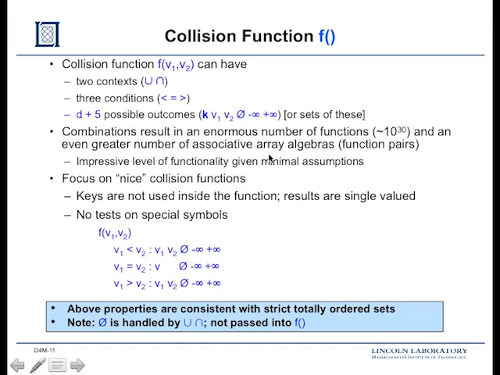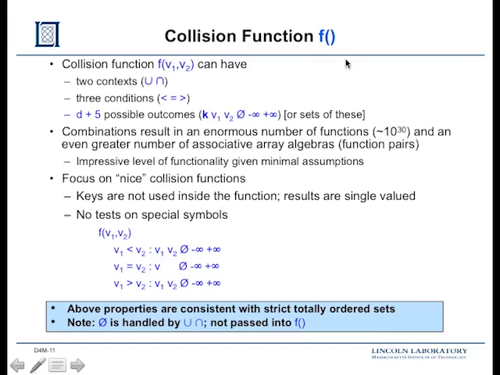However, the total number of combinations of these function pairs gives a very large number of possible algebras. I did a back of envelope calculation and said it was 10 to the 30th. It might be even more than that, and in fact it might be formally infinite for all I know. But that was an easy calculation. There are a lot of possible algebras. This is a fairly impressive level of functionality given our relatively small number of assumptions. But we are going to focus here on just the nice collision functions, the ones that feel like they give us intuitively useful things.